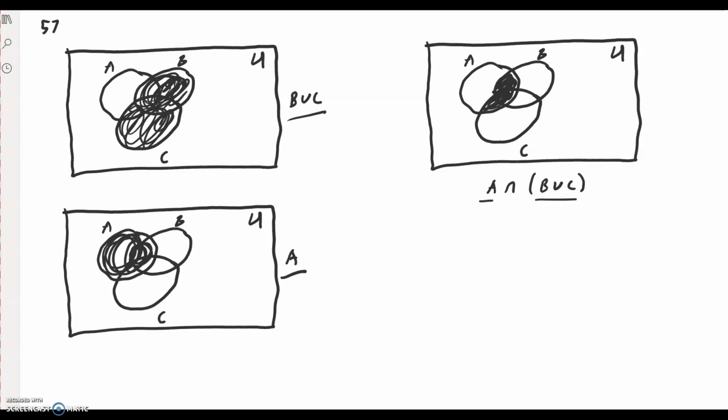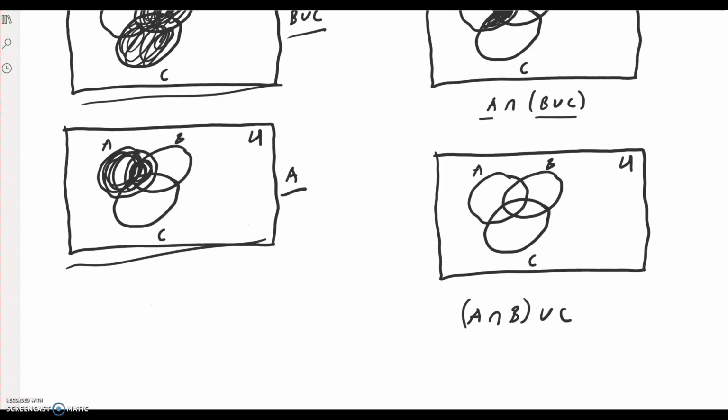Sometimes you can do these on your own without doing the preparatory work of drawing these, but drawing the separate ones and then putting them together is probably the best. So in this second part, the intersection of A and B union with C, I'm going to try to do it all at once. What does the intersection of A and B look like? Well, the intersection of A and B is this piece right here. And we're going to union that with C. We're going to combine it with everything that's in C. In this part that overlaps, we don't really count it twice.